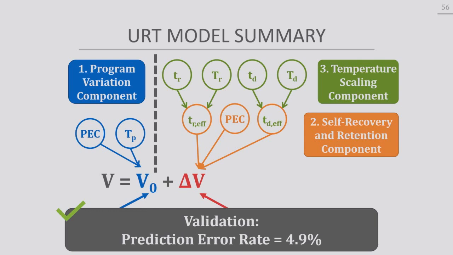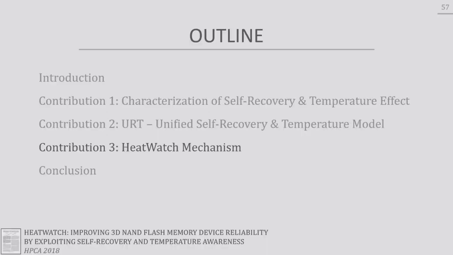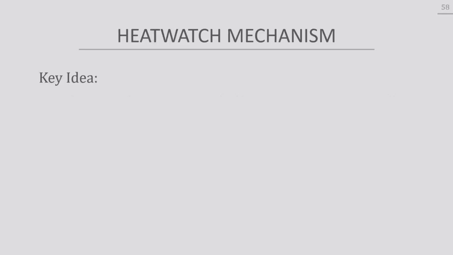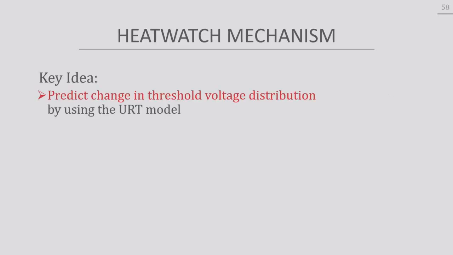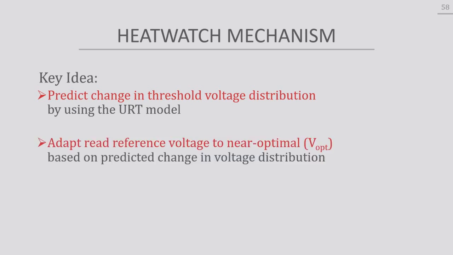So overall, when we combine these components together, the overall model has a very low prediction error rate of 4.9% when it's used to predict the optimal read voltage. Then we use this model to develop a mechanism called HeatWatch. The key idea is actually very, very simple. We predict the change in the threshold voltage distribution using the model, and then apply a near-optimal read reference voltage.